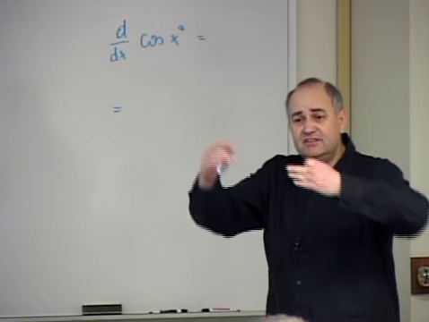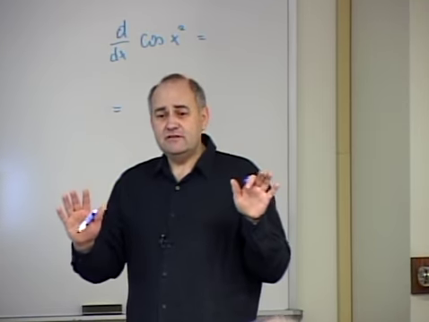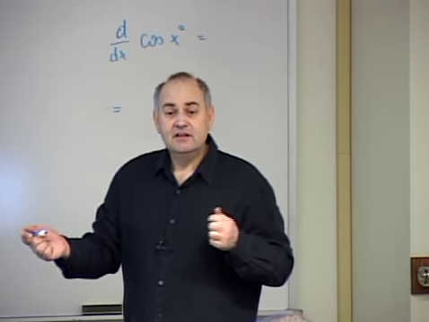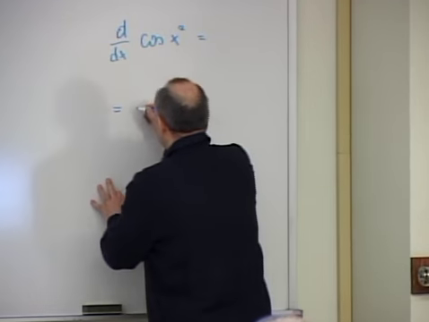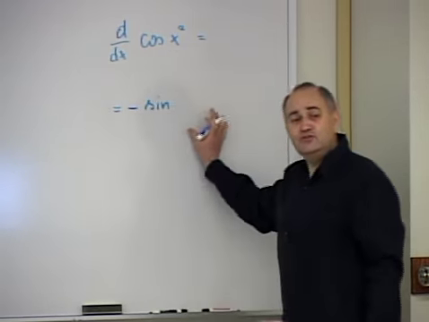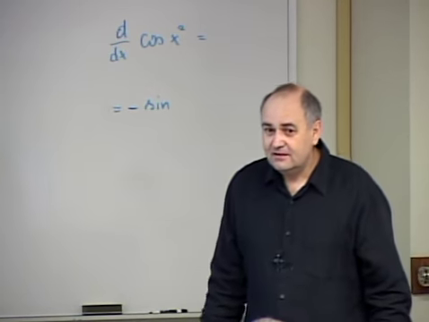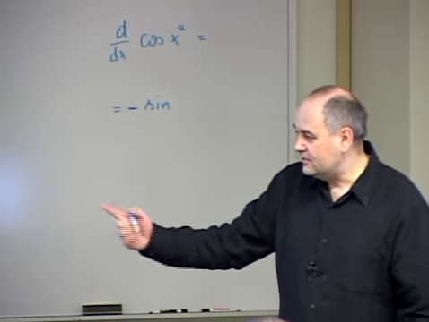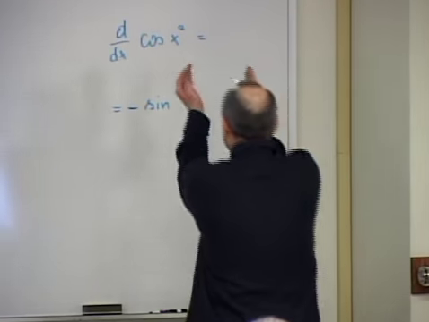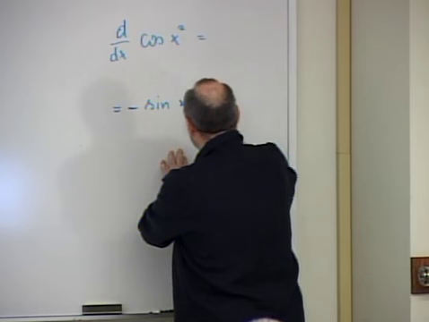Anybody knows what is the derivative of cosine? If not, you have it in the tables. But I know that the majority of you already had calculus. So the derivative of cosine is negative sine. So we'll put negative sine. And what should be the argument according to that formula? X squared. Correct. We have to calculate the derivative with respect to the argument. So it will be negative sine of x squared.